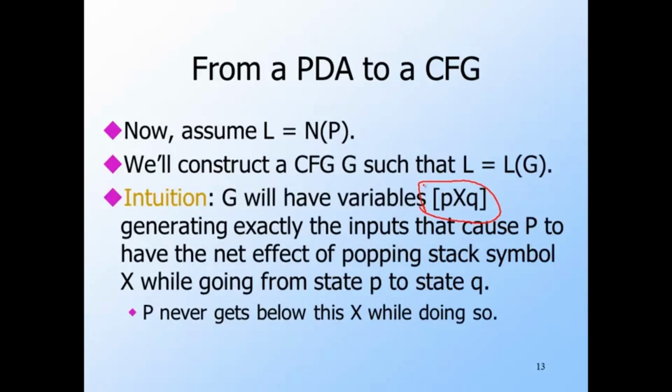The job of this variable is to generate all and only the strings W, such that while reading W from the input, P goes from state p to state q and appears to pop X from the stack. While doing so, P can grow the stack well above where X was, but it can never go below where X was, and at the end the stack is shorter by 1 than it was when it started. That is, the net effect is that X has been popped.